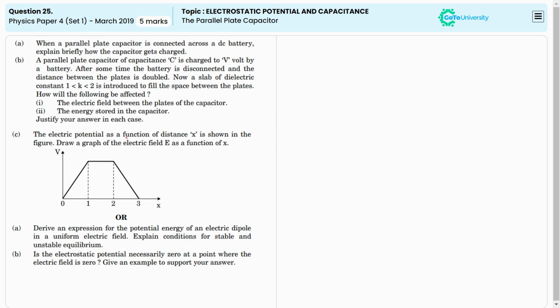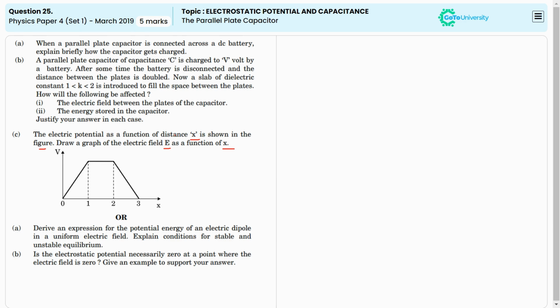The electric potential as a function of distance x is shown in the figure. Draw a graph of the electric field E as a function of x. This is the graph they are going to show here. The potential increases from 0 to 1. Then from 1 to 2 the potential is constant. Then from 2 to 3 the potential decreases again. Then we need to plot the electric field graph.